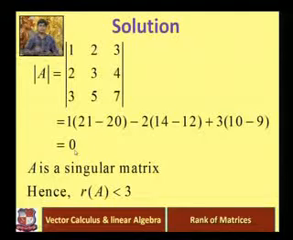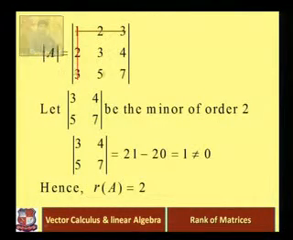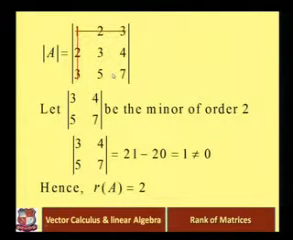So this 3 by 3 matrix is a singular matrix. We observe that the 3 by 3 matrix has determinant 0. So we can conclude that the rank of A is less than 3, because the determinant of the order 3 by 3 matrix is 0. Go for the further process.